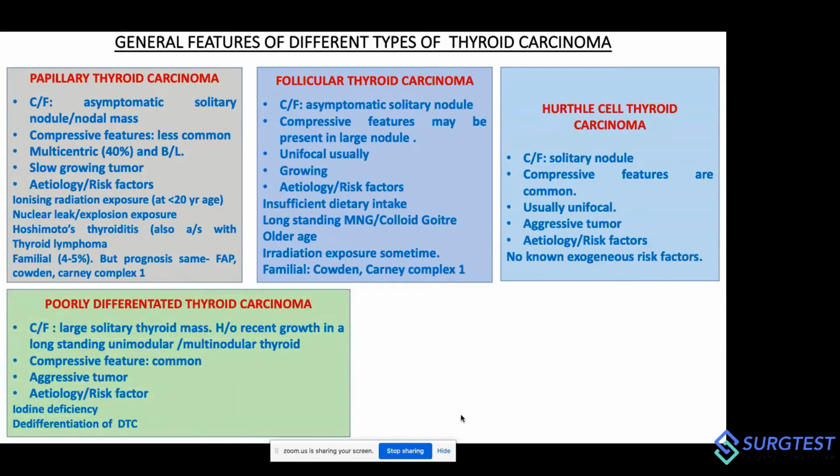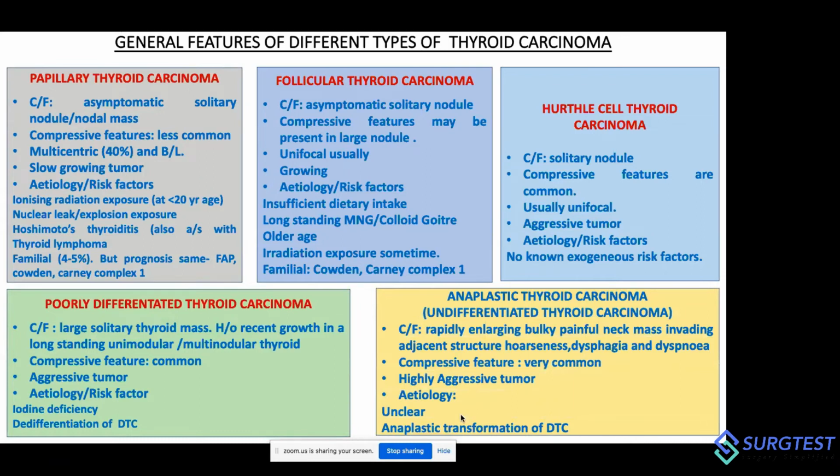Poorly differentiated thyroid carcinoma presents as a large solitary thyroid mass with a history of recent growth in a long-standing uninodular or multinodular thyroid. Compressive features are common. It's a very aggressive tumor. Risk factors are again iodine deficiency like follicular, or it may arise after de-differentiation of the differentiated thyroid cancer.